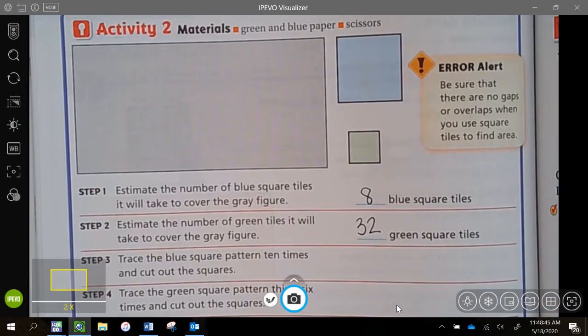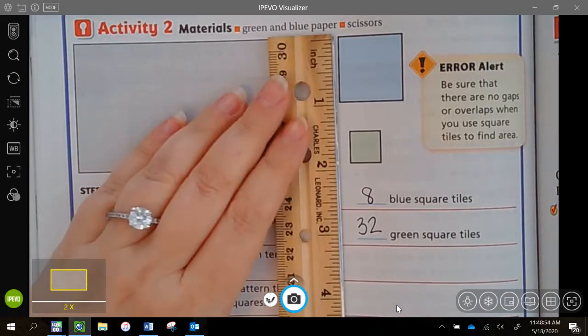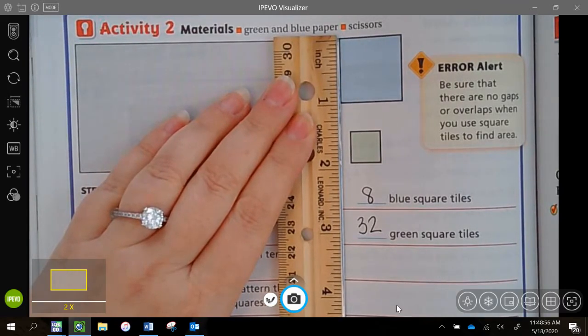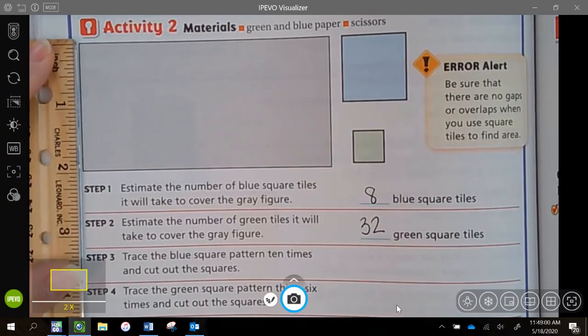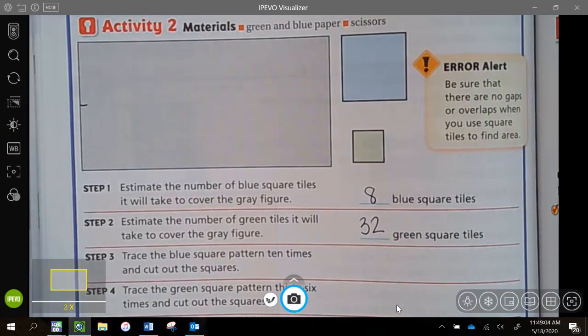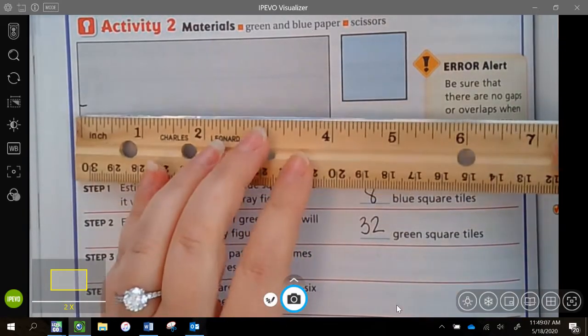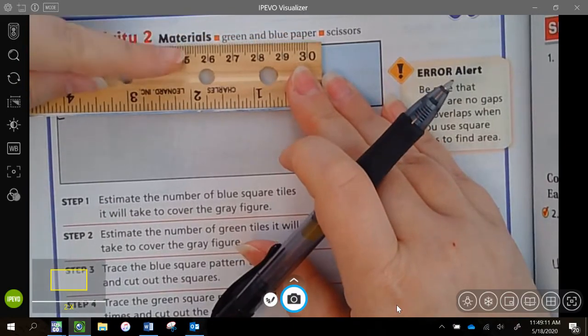Then it says to trace the blue square pattern 10 times and cut out the squares. What we're going to do instead is use a ruler. And we know that this blue square is all square inches. So what I'm going to do is I'm going to make the mark. So we have 2 inches here, okay? And then I'm going to make, actually, I'm going to make a line.